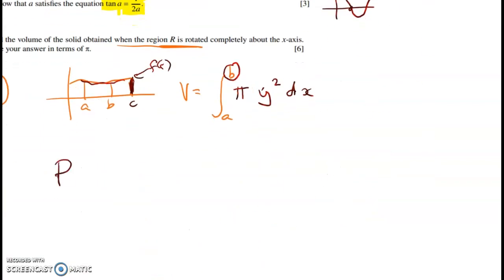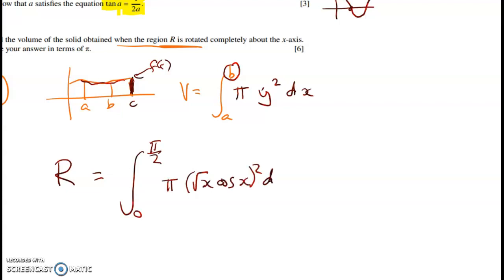So setting this up, V is equal to the integral from pi on 2 to 0 of pi times root x cos x squared dx. So there are about 10 lines of working for this whole problem, but there's a wee bit of thinking. So we'll take the pi out here, and now we've got x times cos squared of x dx.